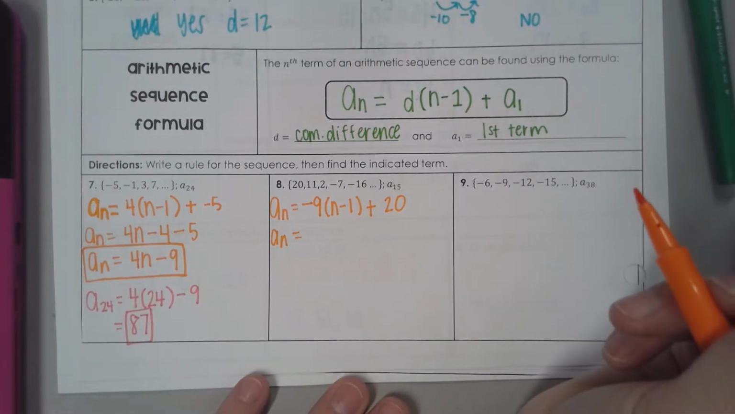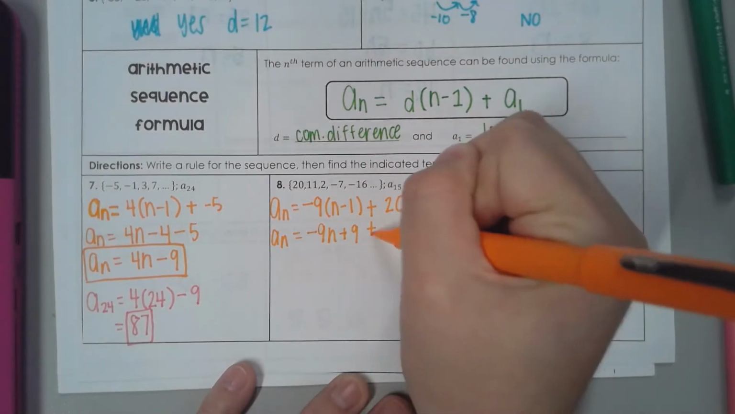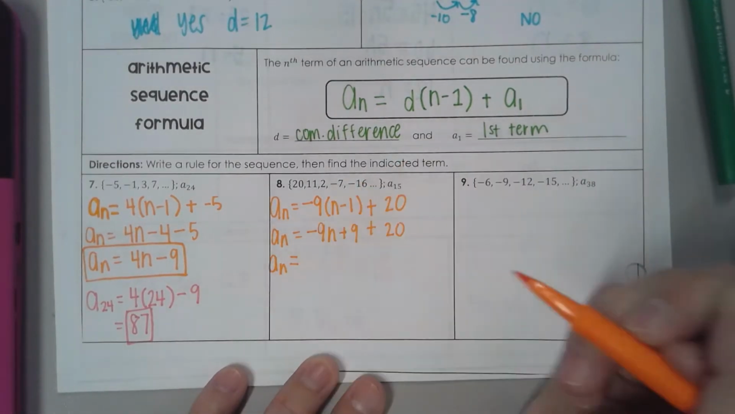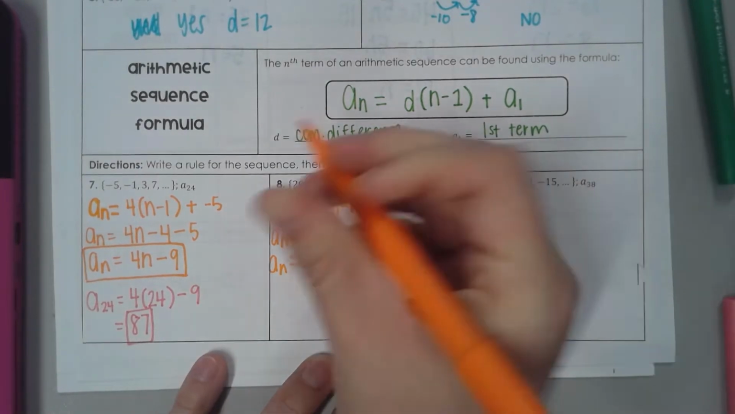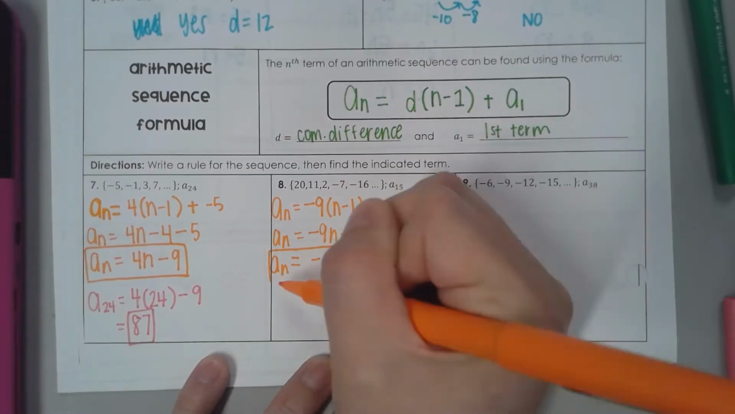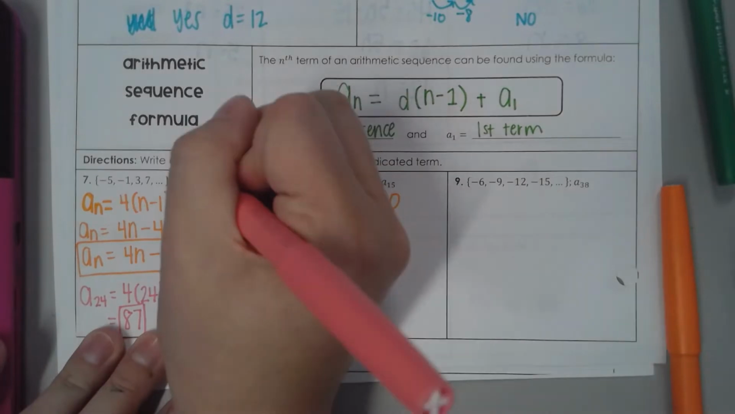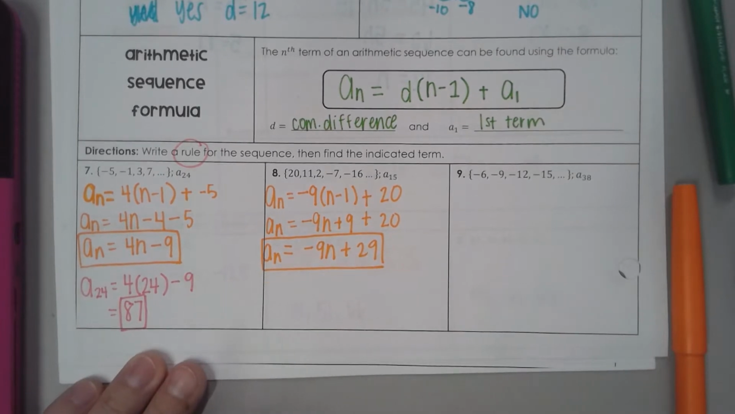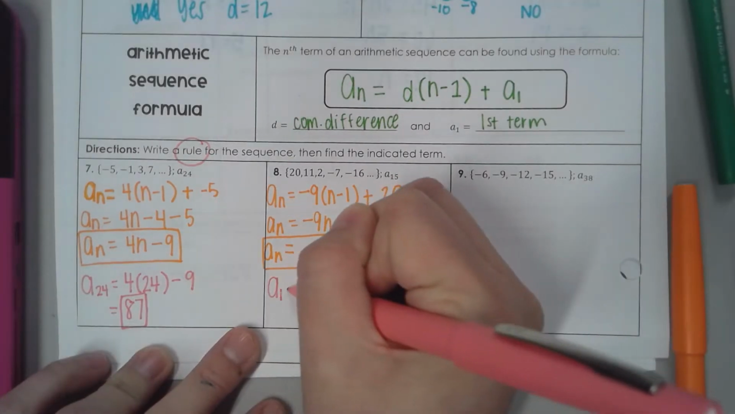When I distribute, I get negative 9n plus 9 plus 20, which is negative 9n plus 29. That's my formula, or you might see it referred to as a rule. Write a rule or formula. And this time I'm asked to find the 15th term. So I'm going to find a_15.